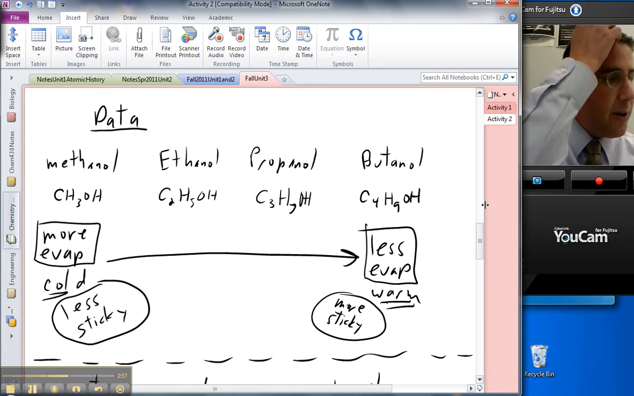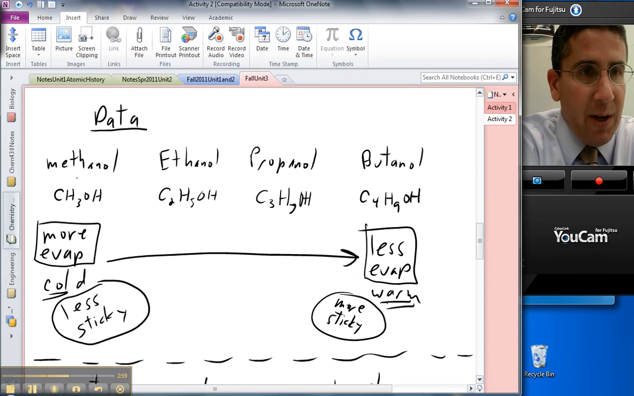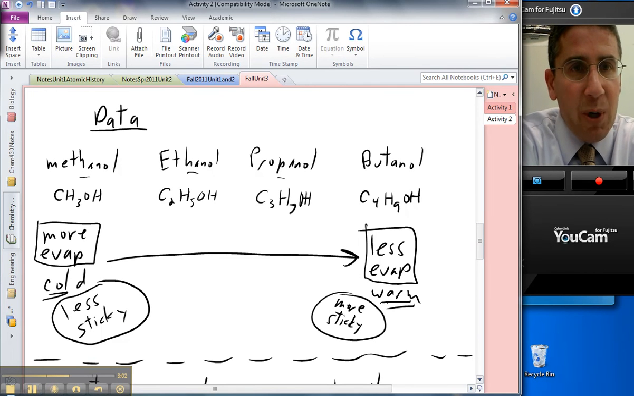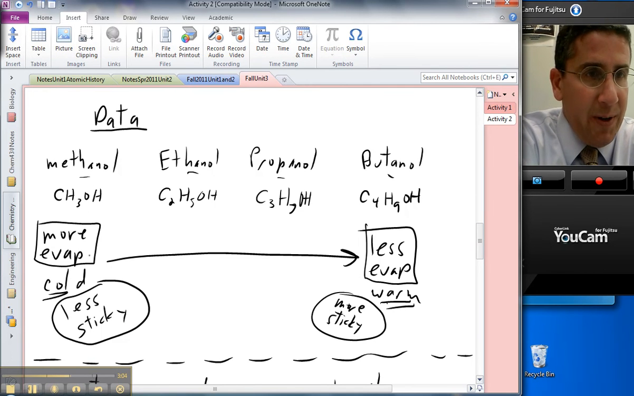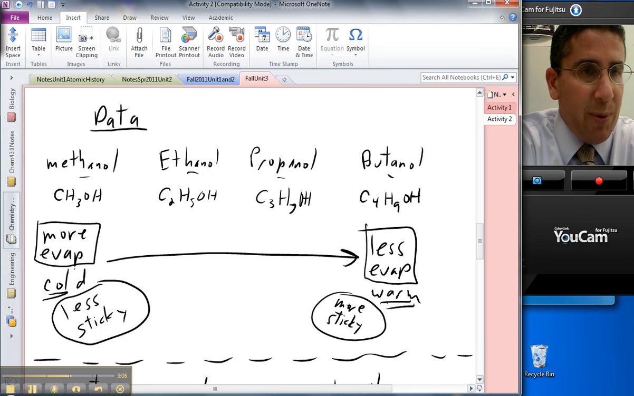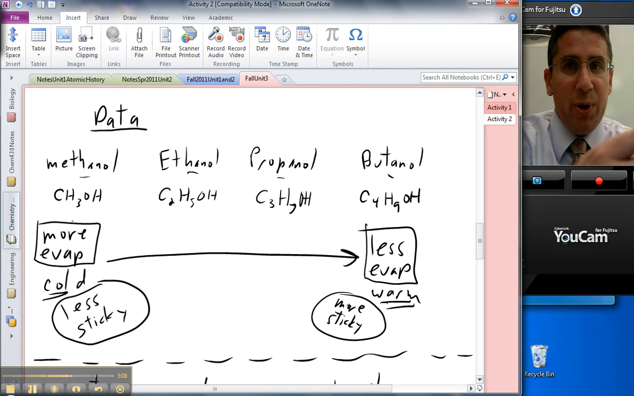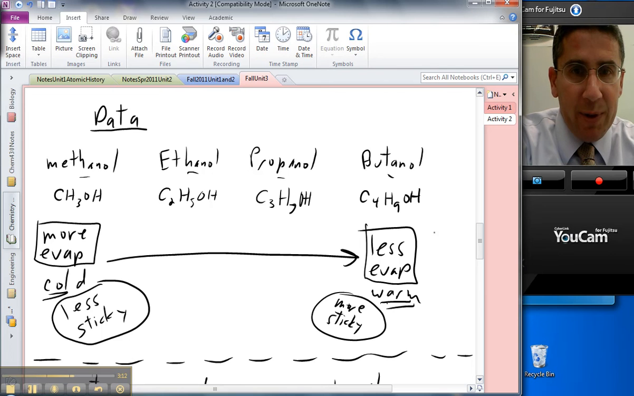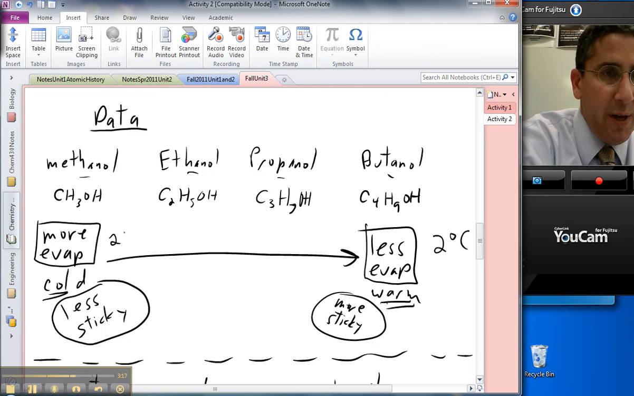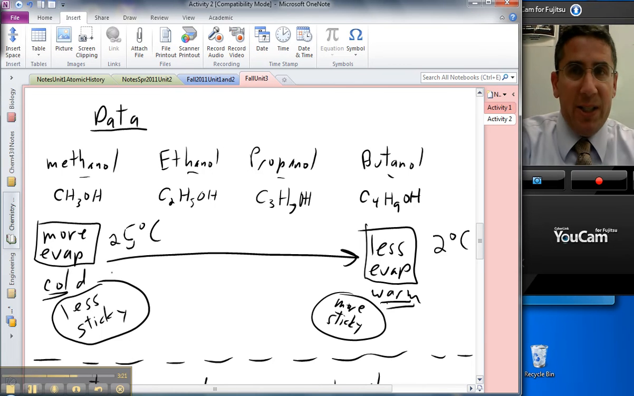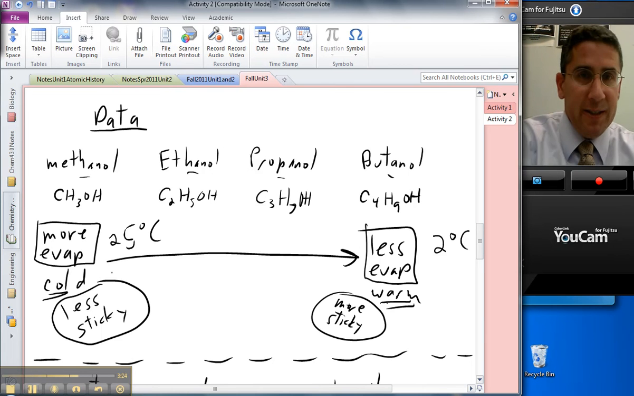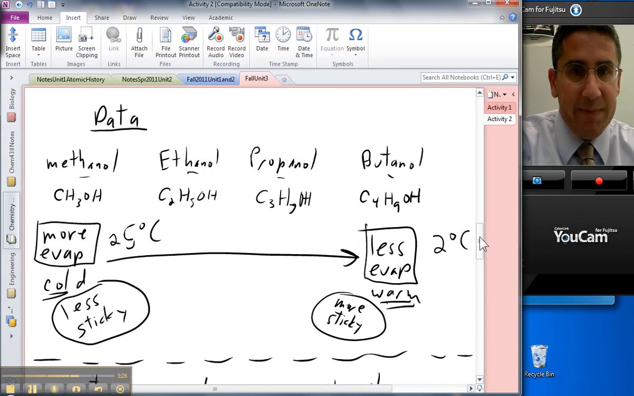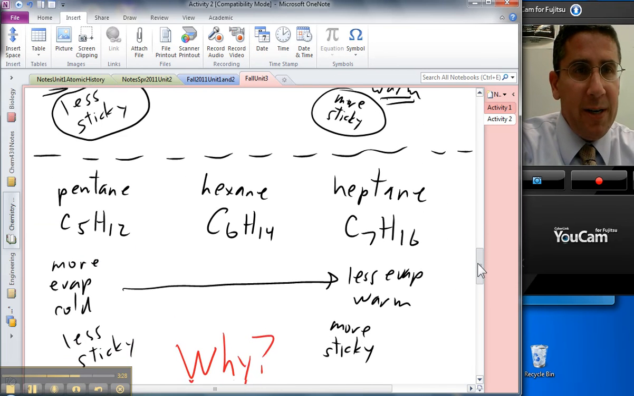Let's take a look at our data real fast. We have methanol, ethanol, propanol, and butanol. And methanol, I would say, more evaporation. It was cold. If I'd put it on my hand, it would have been like brrr. Butanol, less evaporation. I think the temperature change was only about 2 degrees C. I think this one over here, methanol, was about 25 degrees C. Well, methanol is less sticky, obviously. Butanol was more sticky.